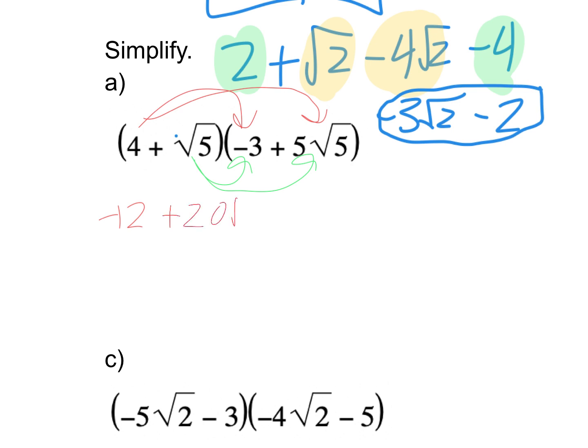And then the square root of 5 just stays with my product. Nothing has changed with that. Then from there, I have square root of 5 times negative 3. So that would be negative 3 square roots of 5. And lastly, I have square root of 5 times 5 square roots of 5.